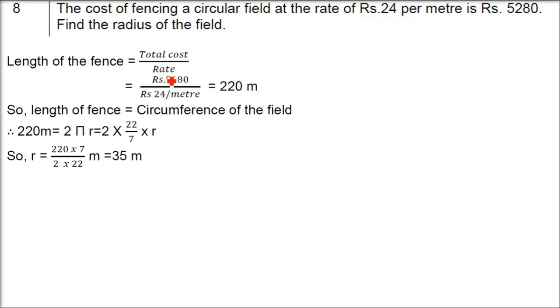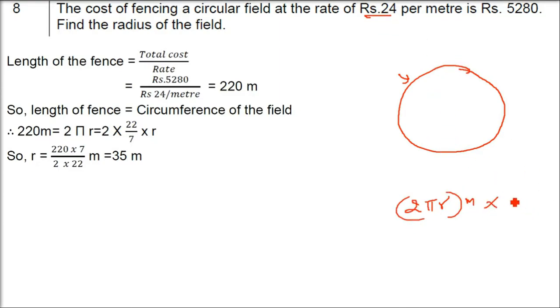So you have to put in the examiner's mind that you know everything. This way you have to write, and now understand the solution. So there is a circular field. The cost of fencing means you are talking about the perimeter, that is the boundary. Boundary will always be 2 pi r.